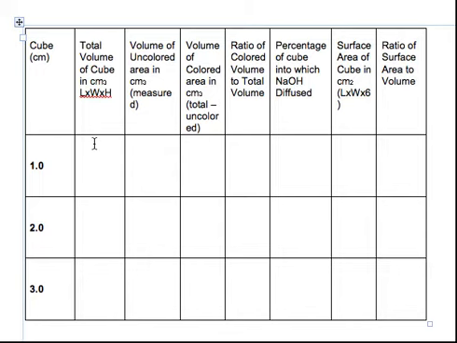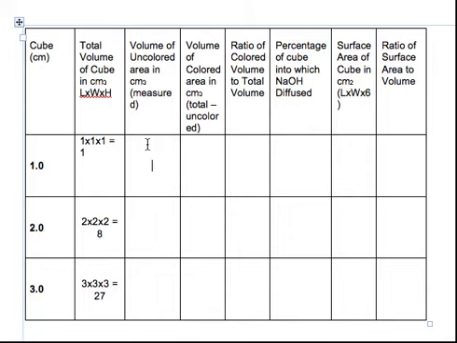So the first one, since it has 1 centimeter sides, or at least it should, you're going to take 1 times 1 times 1, you get 1. So the total volume in cubic centimeters is 1 cubic centimeter, also known as 1 milliliter. For the 2, it's 2 times 2 times 2, and that's going to give you 2 times 2 is 4, 4 times 2 is equal to 8 cubic centimeters. And then for the third one, you had 3 centimeter sides, so it's 3 times 3 times 3, which is 27.